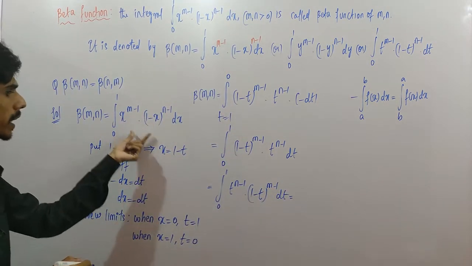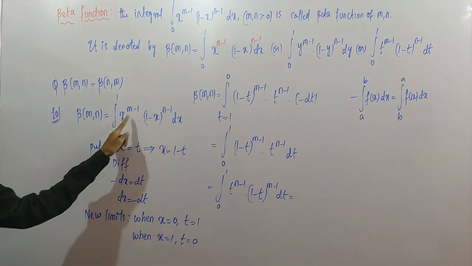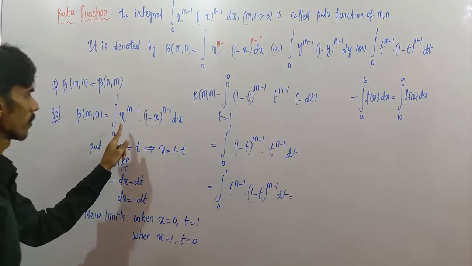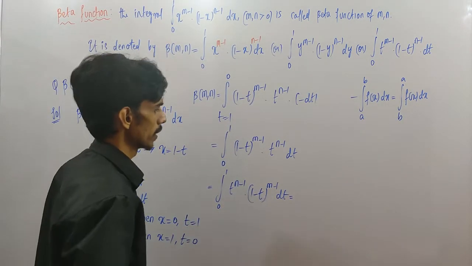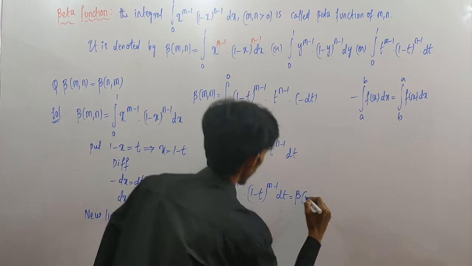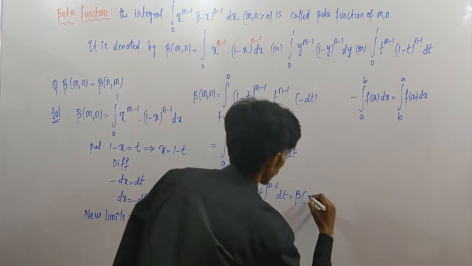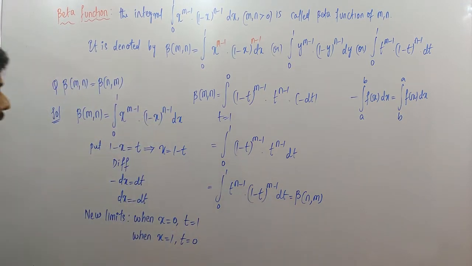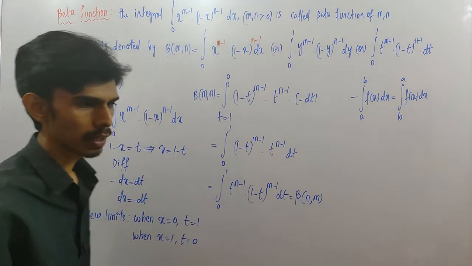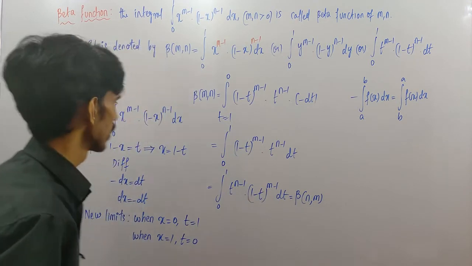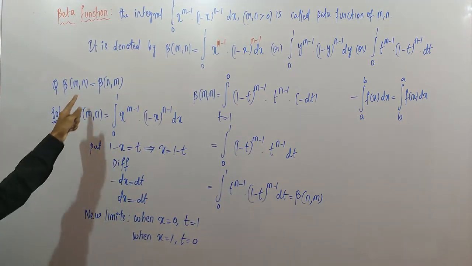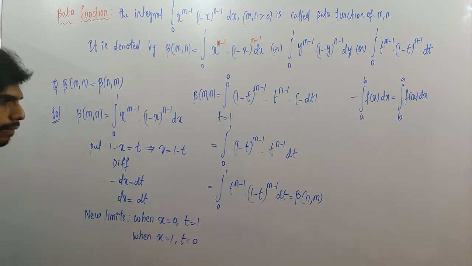Now compare these two integrals. Here we have m minus 1, n minus 1. Here we have n minus 1, m minus 1 for variable x, for variable t. So this will become beta of n comma m. So this is the proof of this property. This property is very helpful in solving so many problems. Beta of m comma n is equals to beta of n comma m. It means that m or n can be interchanged.